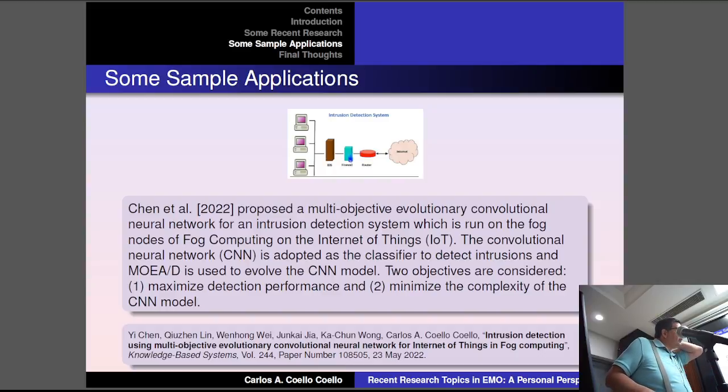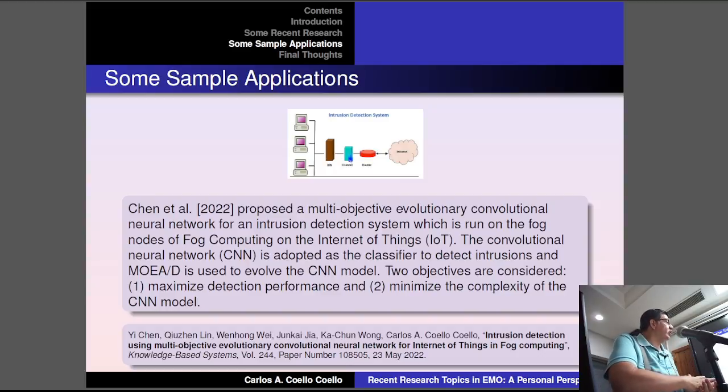It's an interesting approach because this combination of intrusion detection with metaheuristics and machine learning techniques is becoming, I think, very popular. In here, the neural network obviously is a classifier that tries to detect which is a legitimate user and who is not. And they use MOEA/D, one of the algorithms I mentioned, to evolve the topology of the convolutional neural networks. The two objectives considered are to maximize detection performance, that means to improve the accuracy of intrusion detection, and minimize the complexity of the neural network so that it's a better classifier.